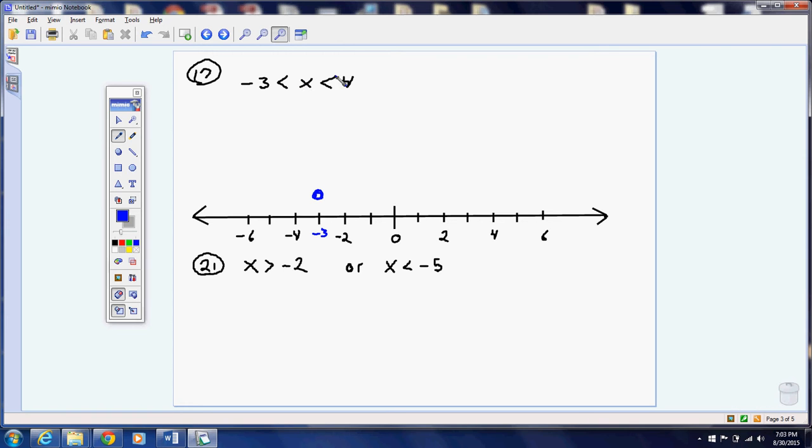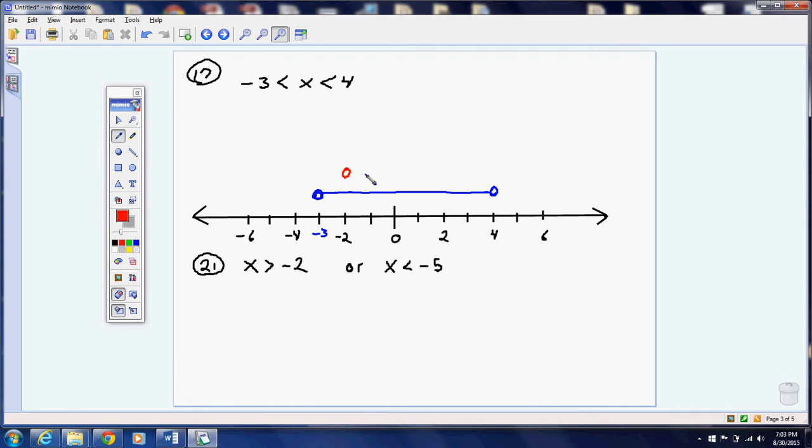And also X is less than 4. So again, we have to have an open circle, and it's going to be everything in between. So X is both greater than negative 3, and it's less than 4. All right, let's take a look at 21. We have X is greater than negative 2. Here's negative 2.